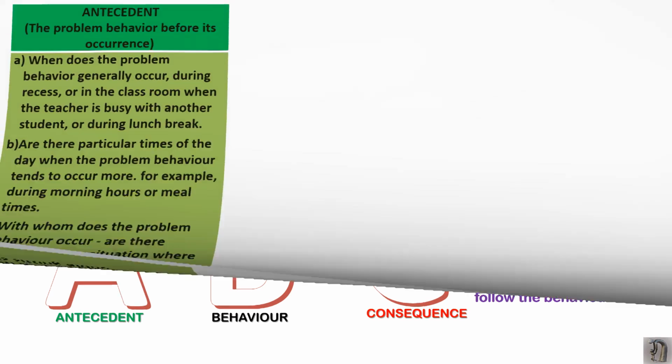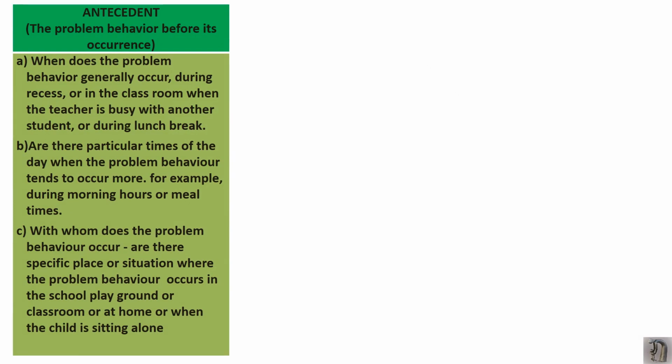So let us find out the antecedent, what comes before the problem behavior occurs. That means before the problem behavior is happening, what is the trigger, what is making the child do that behavior. If we want to understand what an antecedent is, we need to answer these questions. When does the problem behavior generally occur? During recess or in the classroom? You need to think over it: when the teacher is not in the classroom, or when the teacher is busy, or during the lunch break.